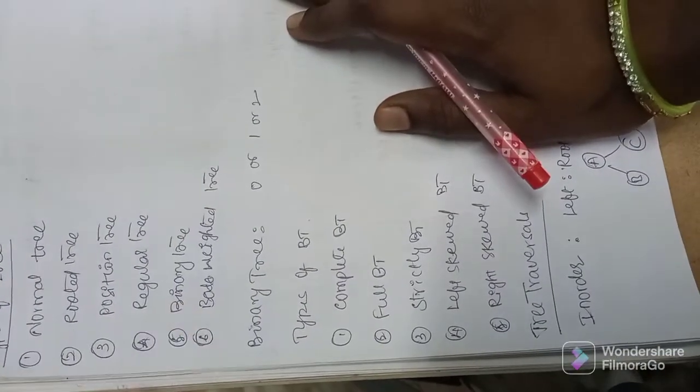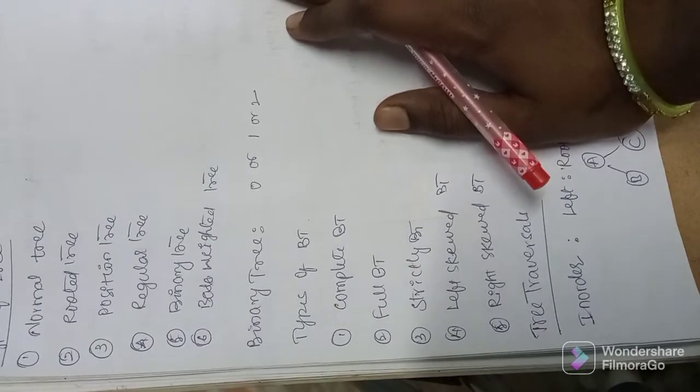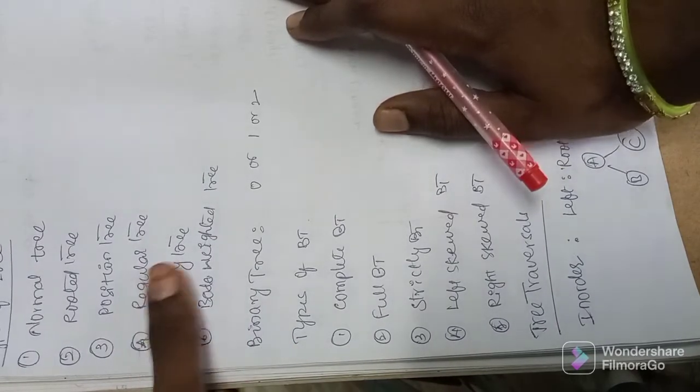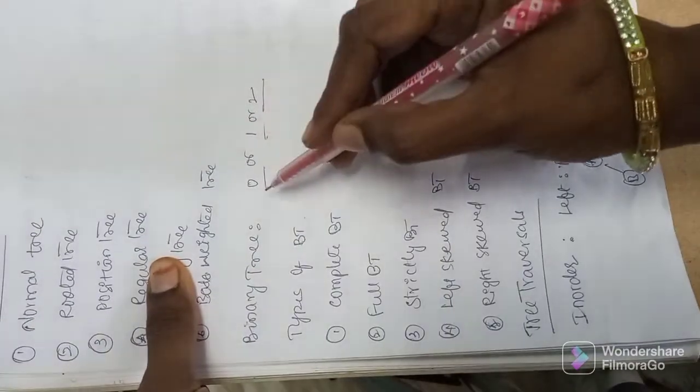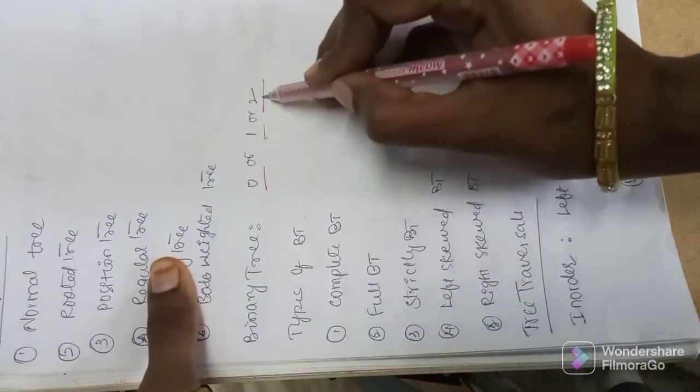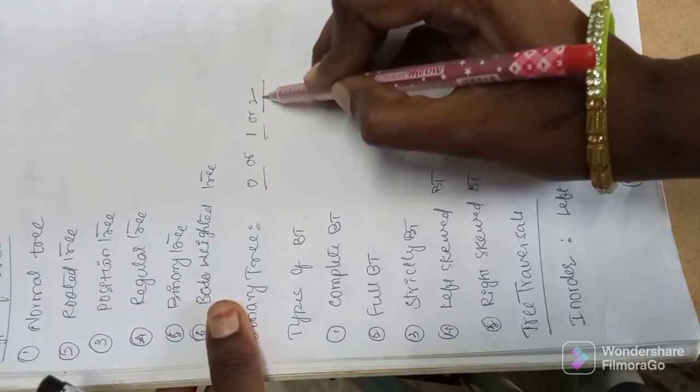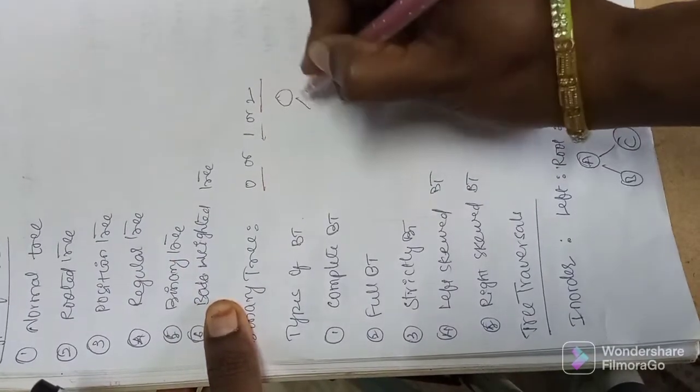Now we'll have detailed information regarding the binary tree. Why? Because it's a very important topic. In a binary tree, every parent node must have either 0, 1, or 2 children only. That means, consider this tree.